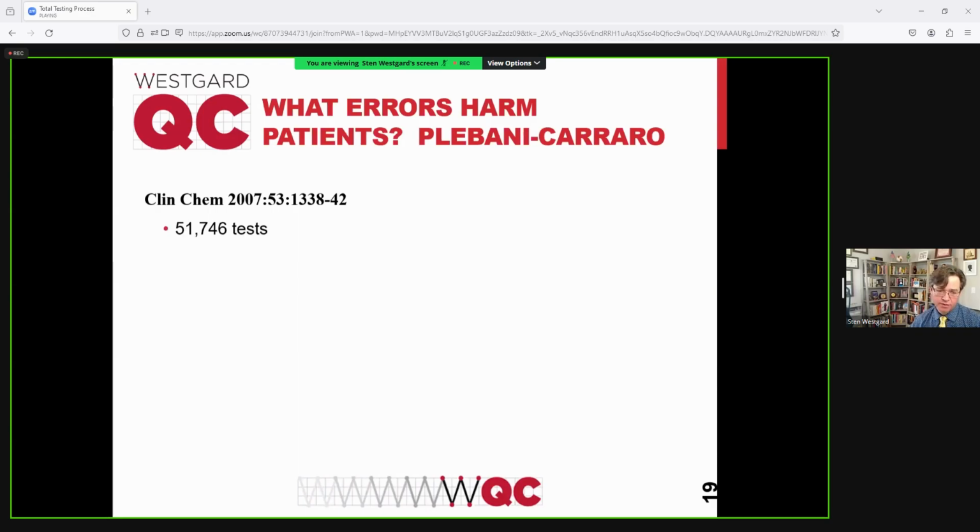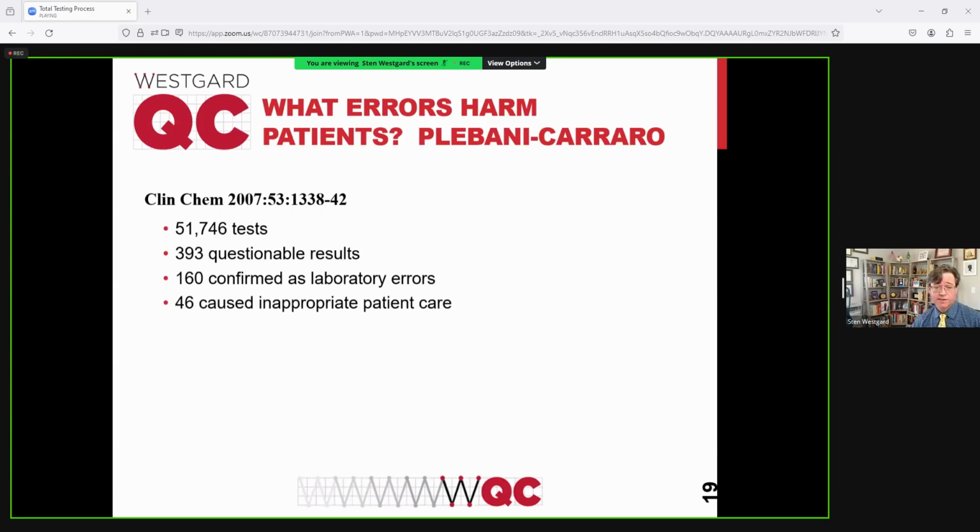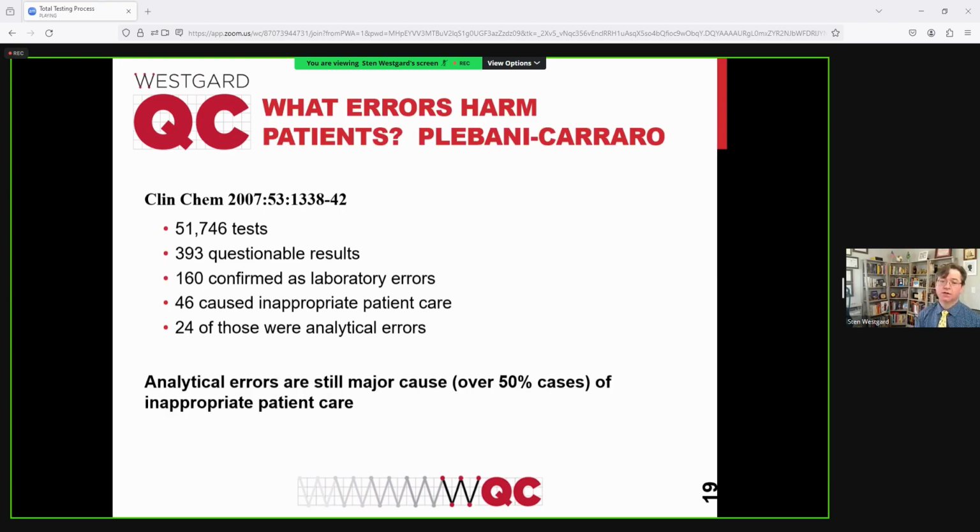So in his study, he was looking at 51,000 tests, from which 393 results were questionable. 160 of those were lab errors. And of the lab errors, 46 of the test results had inappropriate patient care, and 24 of those were caused by analytical errors. In other words, analytical errors are still more than 50% of the major inappropriate care coming out of Plebani's paper were caused by the analytical errors.